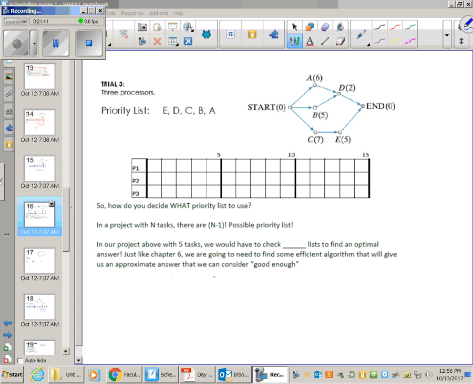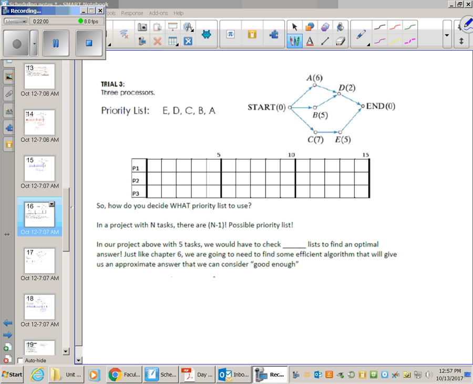The difference in this example is, let's see what happens if you have 3 processors, 3 workers, and the same priority list, the same project diagram. So this is the same exact one as trial 2, but with 3 processors. That's the only thing that's changed. So let's go through it.